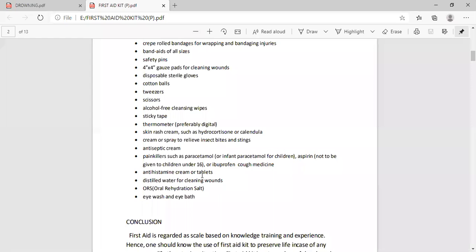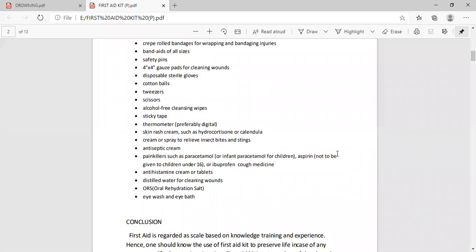Next are antihistamine creams. Antihistamines are also known as anti-allergy creams. Anti-allergy creams or tablets can also be used. Examples of antihistamines are Claritin and Zyrtec.